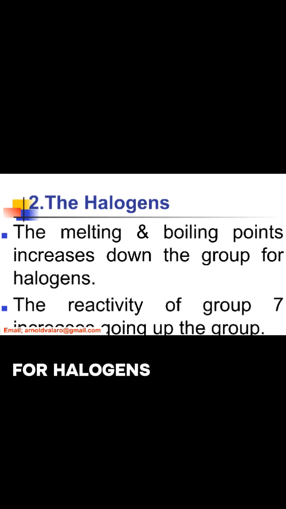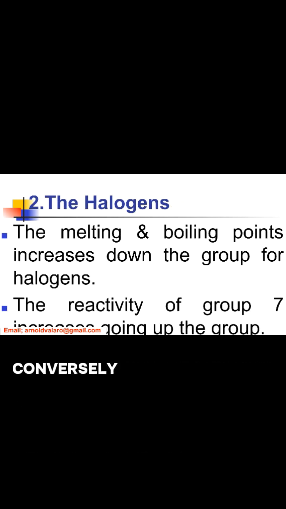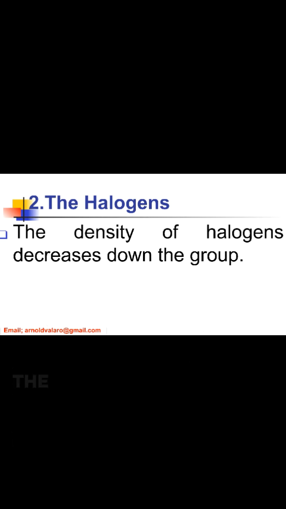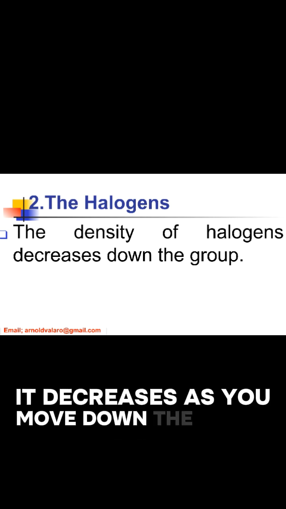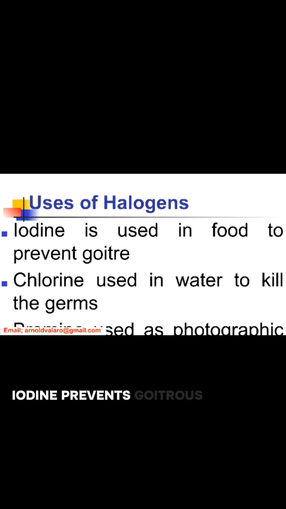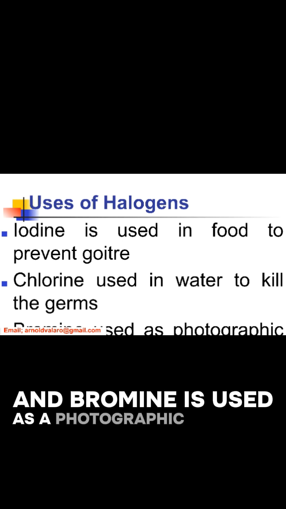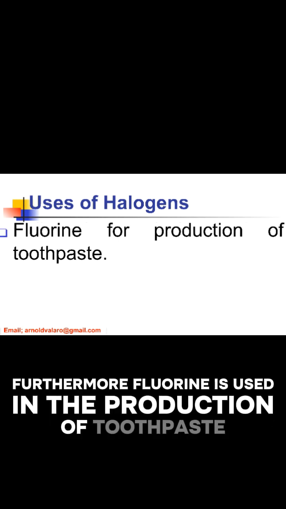For halogens, the melting and boiling points increase as you move down the group. Conversely, the reactivity of group 7 elements increases as you move up the group. The density of halogens is another trend to note. It decreases as you move down the group. Halogens have practical uses. Iodine prevents goitre, chlorine kills germs in water, and bromine is used as a photographic chemical. Furthermore, fluorine is used in the production of toothpaste.